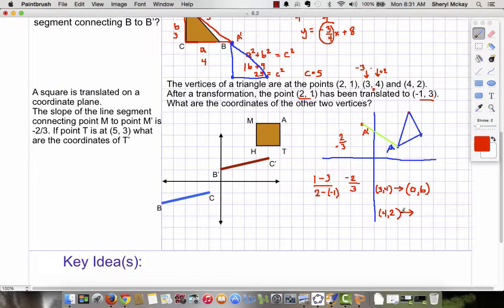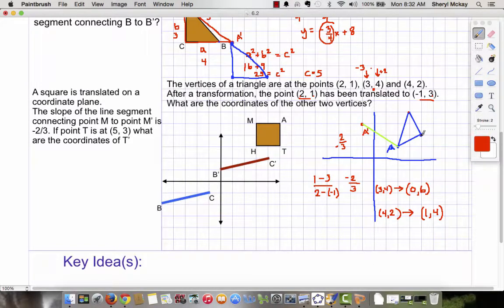So you should have taken your y value. You should have gone up 2. So 2 plus 2 is 4. And your x value, you should have subtracted 3. And that would have been 1. So (4, 2) should have translated to (1, 4). Now let's see if that works.